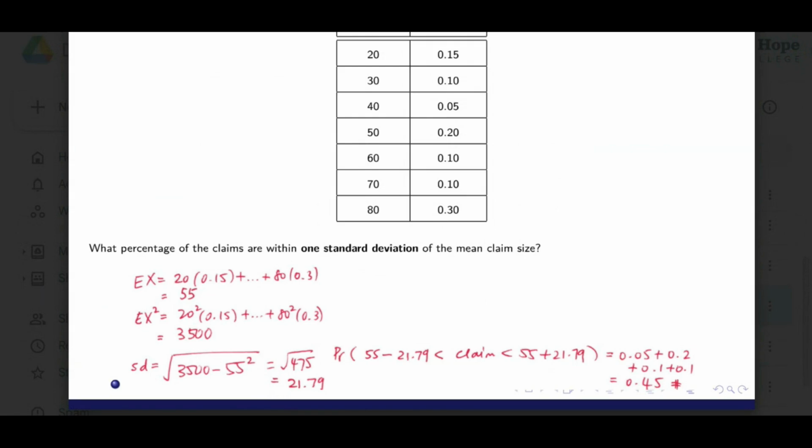So how do you interpret this question? You need to know what these are and then search the table. What is the probability that the claim is between these two numbers? You just add up the corresponding probabilities for those that qualify. So you can see that 55 minus 21 is about 34 and 55 plus 21 is about 76, which means basically you add up the cases for 40, 50, 60, and 70.